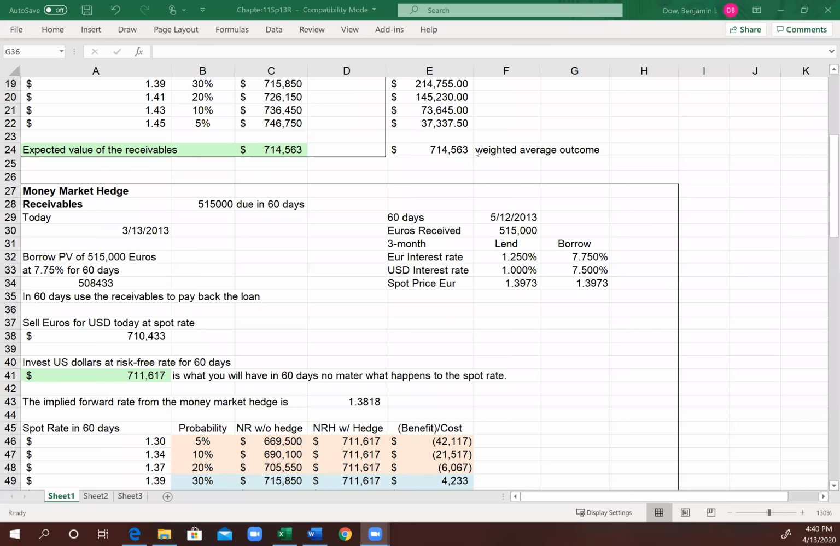All right. So we have 515,000 due in 60 days. Essentially, what you're going to do today is issue a 515,000 euro face value security. But what you're going to get for it today is the present value of that. Okay. So let me go ahead and write it out.